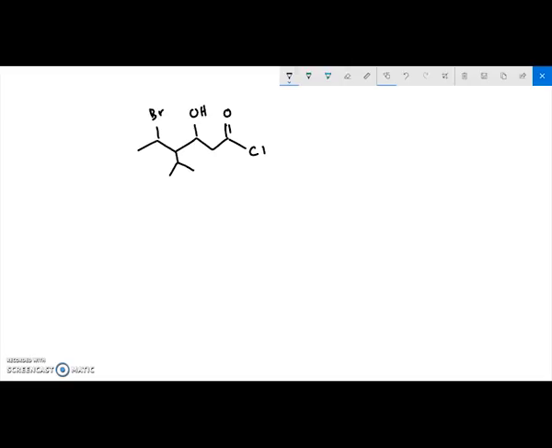So if we do the numbering, the first carbon will be here, second carbon here, third carbon, fourth carbon, fifth carbon, and also the sixth carbon. So guys, the longest chain is 6, therefore the parent name will be hexanoyl chloride.